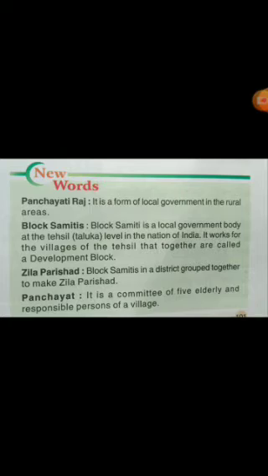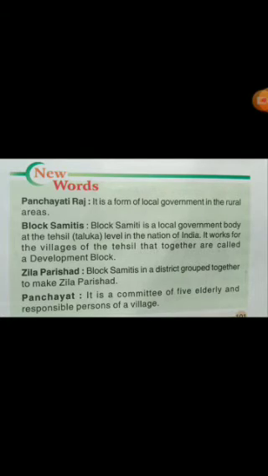So once again, dear students, the village will be looking after the common needs and problems of the people in the village, but it cannot go further, so many villages will be grouped together to form a block samiti, and the block samiti will look after the common needs and problems of the different villages.